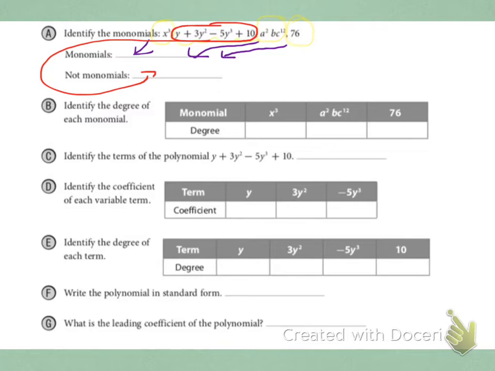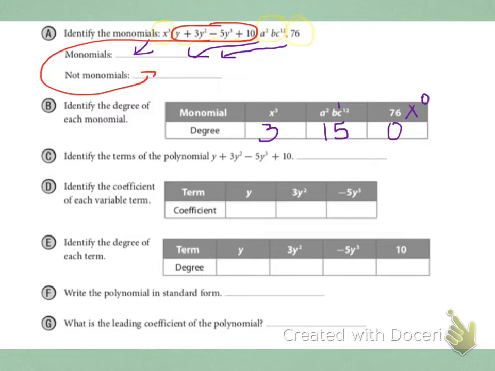Well, the degree of x cubed is, of course, 3. The degree of a squared b c to the 12th, remember that b has an exponent of 1 on there, so that's 2 plus 1 plus 12, and that's 15. So that would be a degree 15 term. And then the 76 is really 76 times x to the 0 power, so that's actually a degree 0 term.